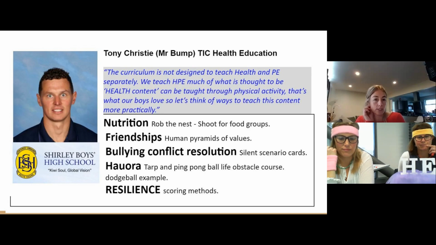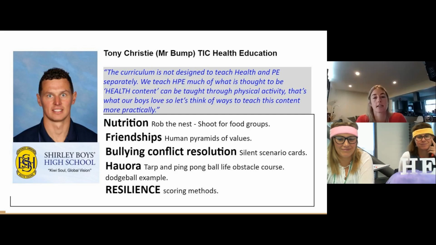Some other examples we do for friendships or for relationships, they have some values cards, and they have to do some pyramid building and basically looking at what are the most important qualities, what are the least important qualities, and then comparing them from a friendship to a romantic relationship, and doing that obviously in the gym.